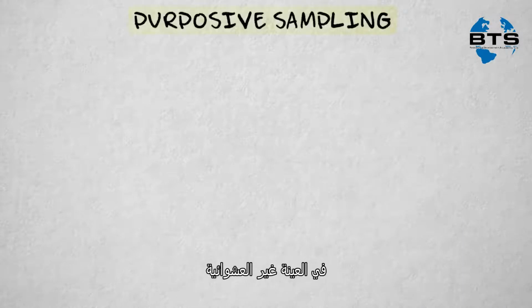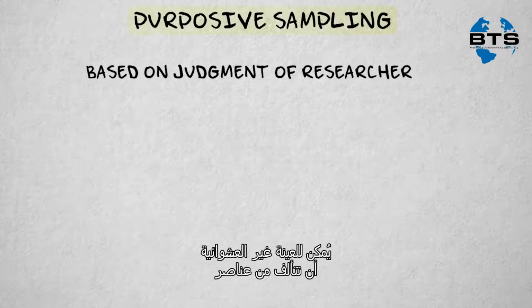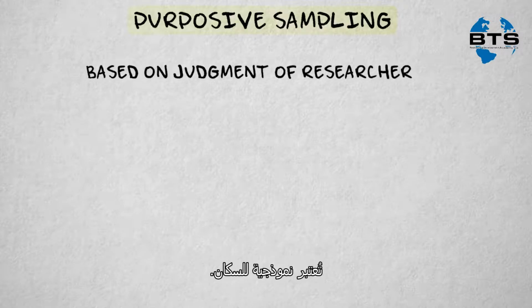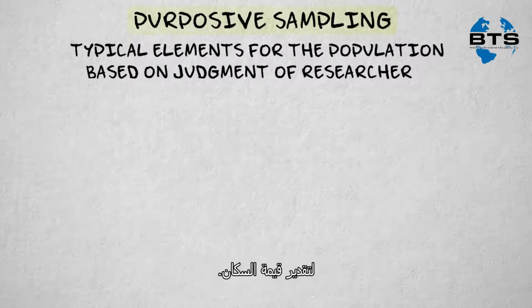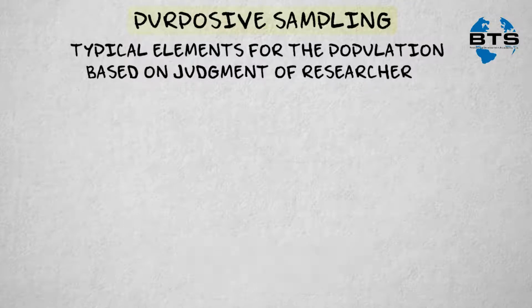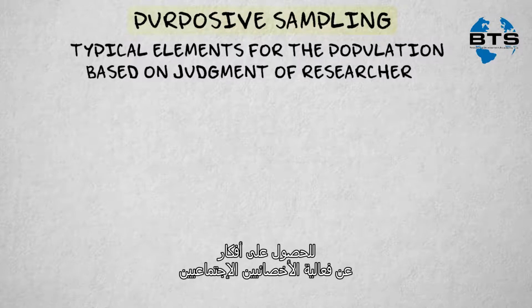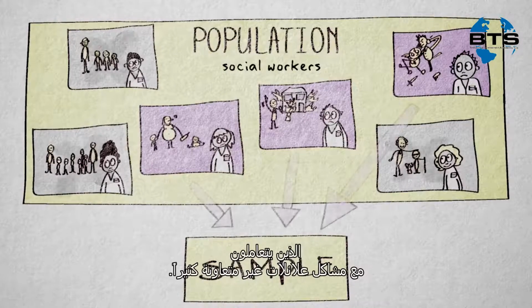In purposive sampling, elements are specifically chosen based on the judgment of the researcher. A purposive sample can consist of elements that are judged to be typical for the population, so that only a few elements are needed to estimate the population value. A purposive sample can consist of only extreme elements, for example, to get an idea of the effectiveness of social workers working with extremely uncooperative problem families.